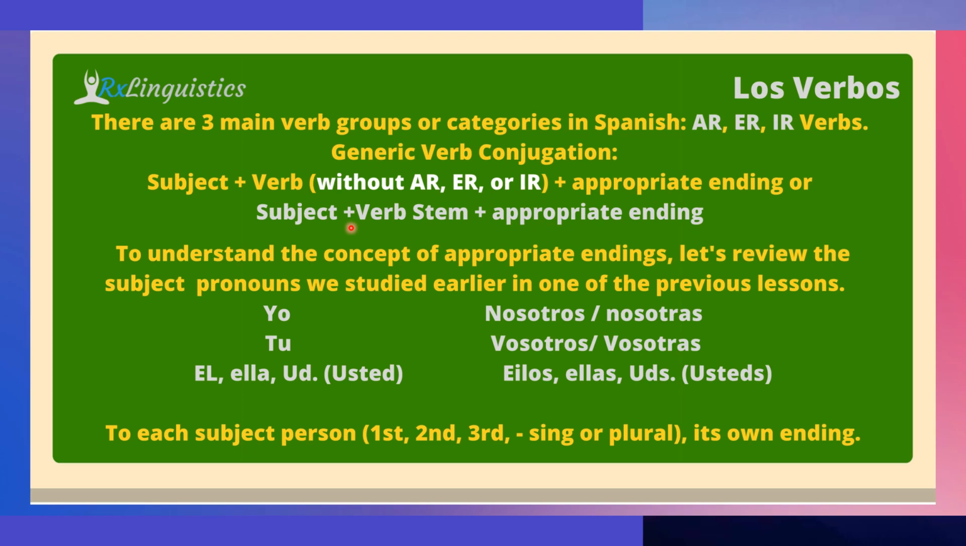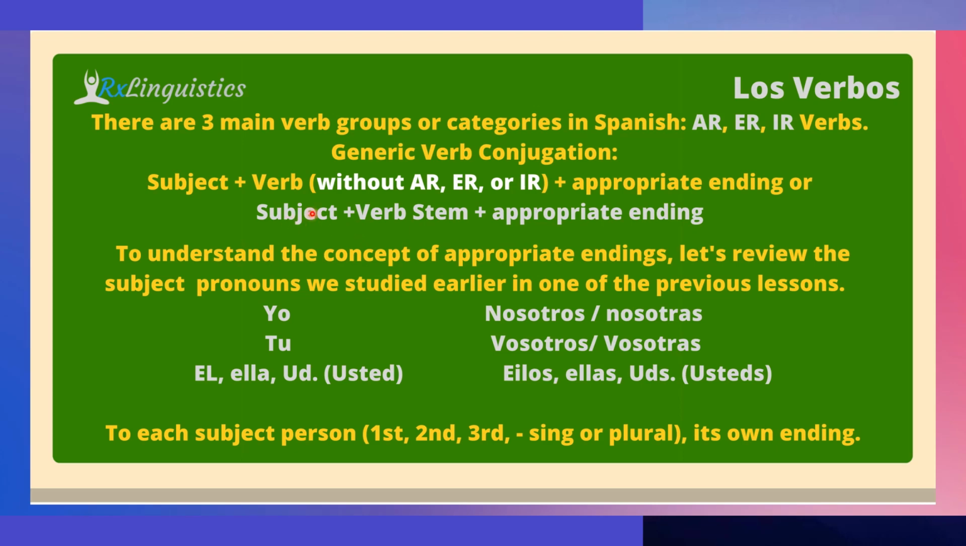Los verbos de la primera conjugación terminan con ar. So the first group of verbs ends in AR. Okay? So in Spanish you have AR verbs, ER verbs, and IR verbs. All verbs in Spanish end with one of these three. So there are three forms of verbal conjugations in Spanish as a result. Okay? La primera conjugación, la segunda conjugación y la tercera conjugación. Okay?